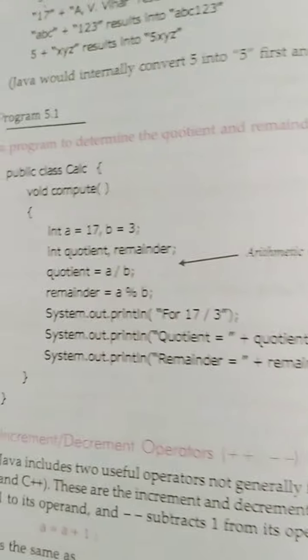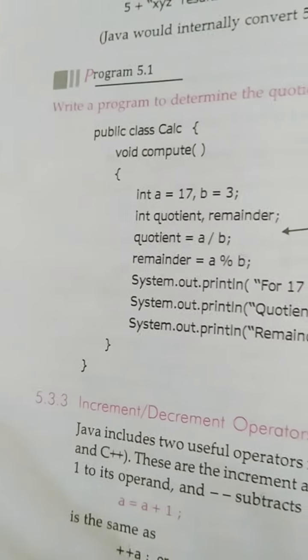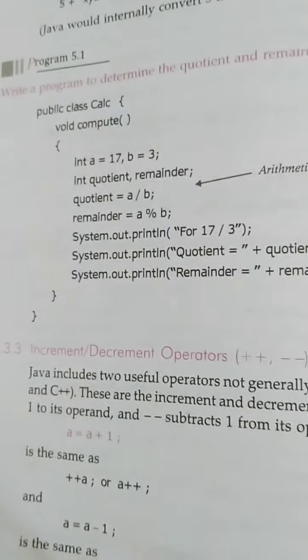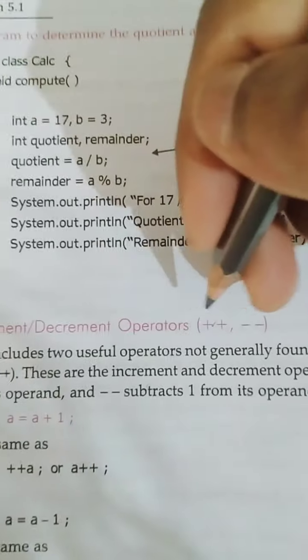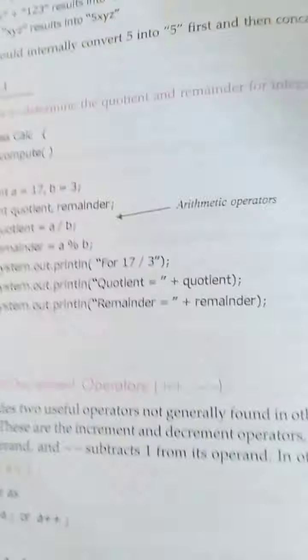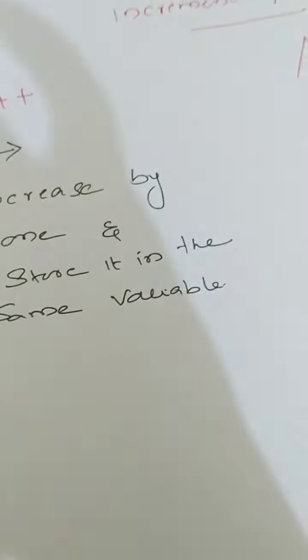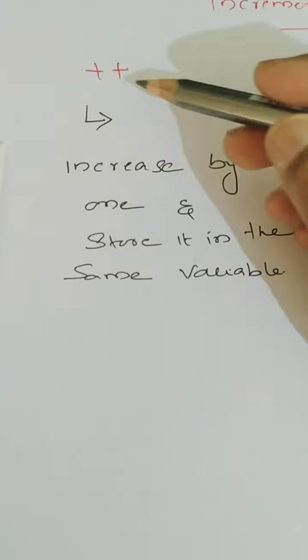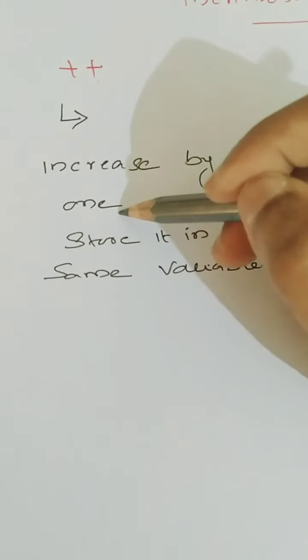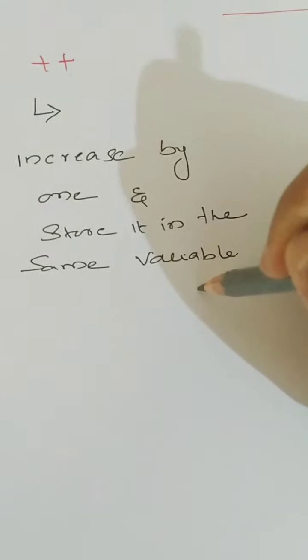Hello students, today we are going to discuss the chapter topic: increment and decrement operators. You have plus plus and minus minus. We'll see what these increment and decrement operators are. Increment means plus plus, decrement means minus minus. Increment means increase the value by 1 and store it in the same variable.